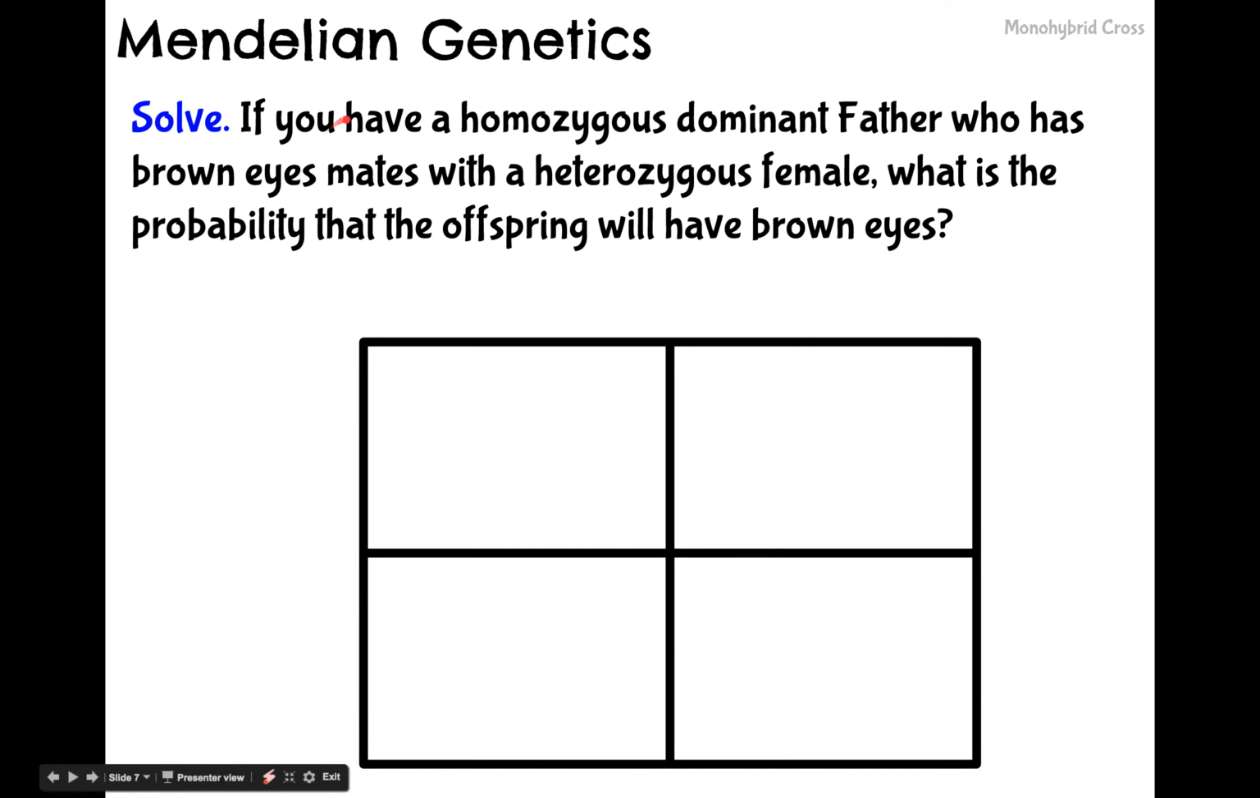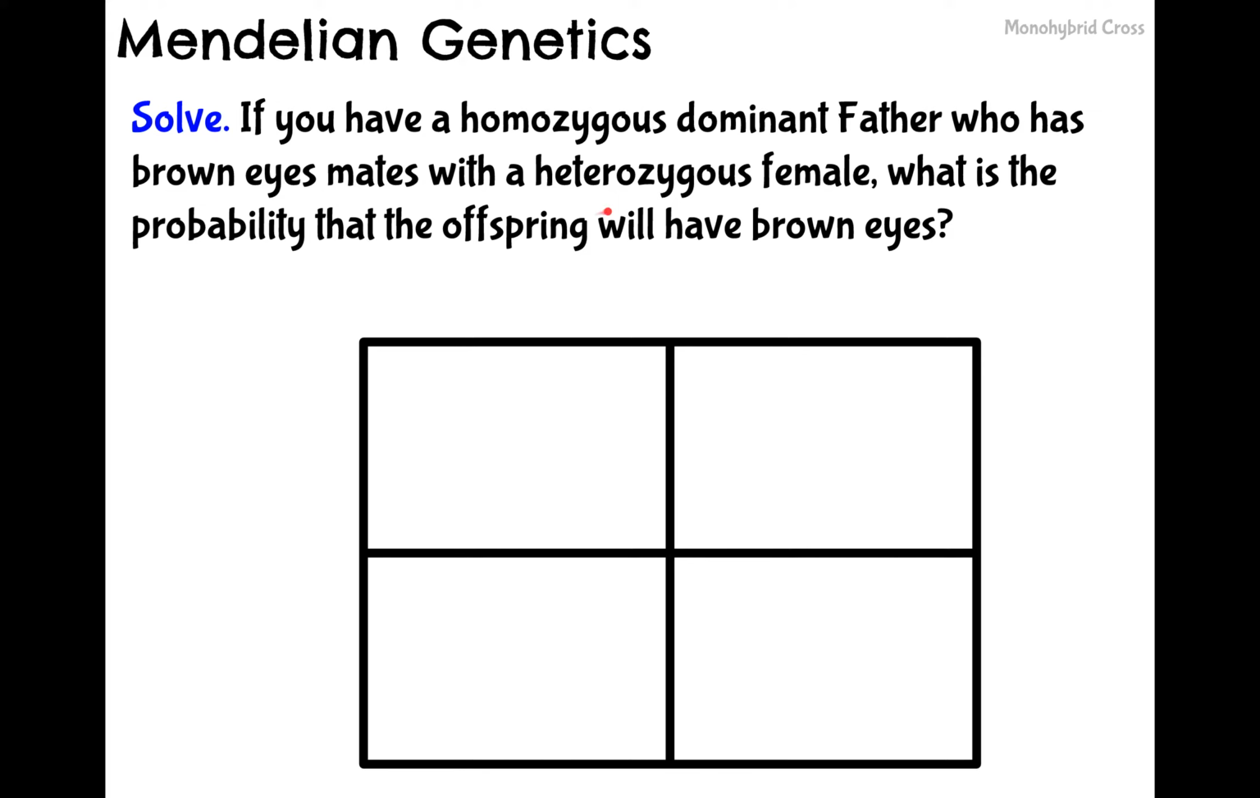So here's our problem. If you have a homozygous dominant father, so homozygous dominant, homo meaning same, dominant meaning capital, who has brown eyes, mates with a heterozygous female. Hetero means different. What is the probability that the offspring will have brown eyes? So if we're talking about the color brown, we'll probably most likely use the letter B, but in this example, I'm actually going to use the letter A.